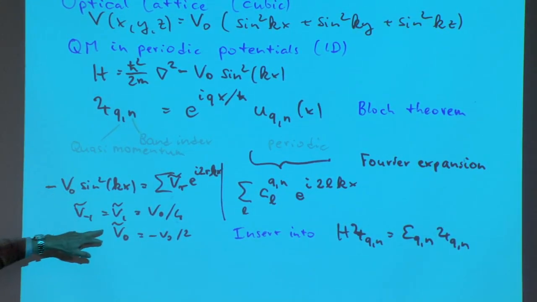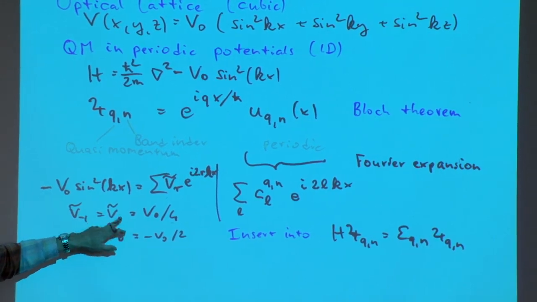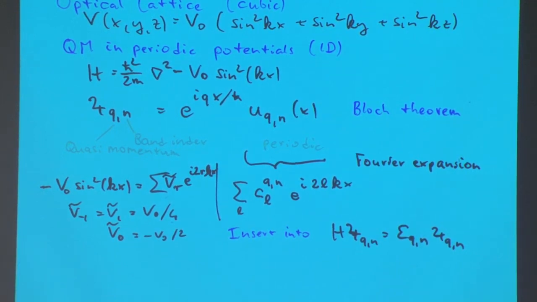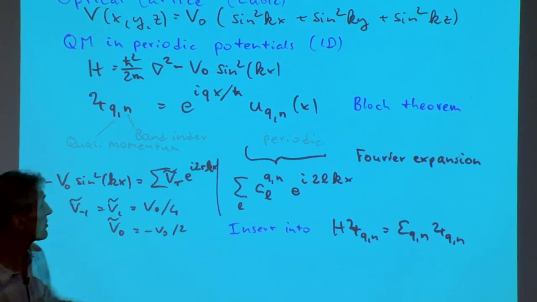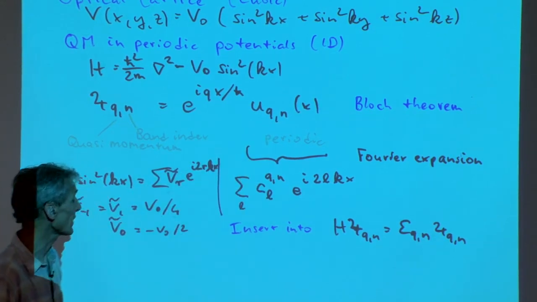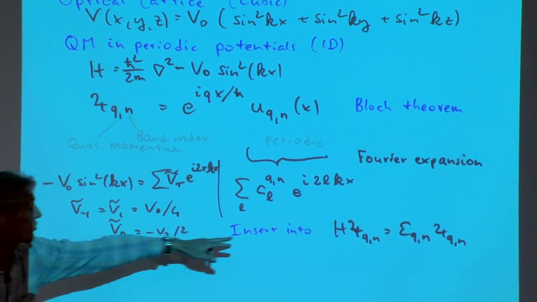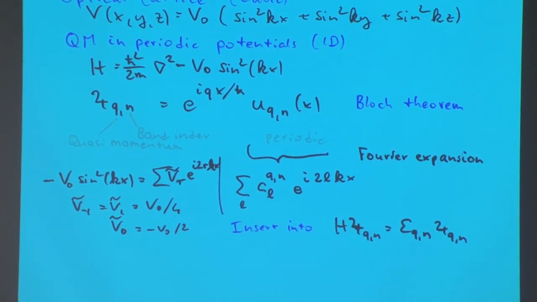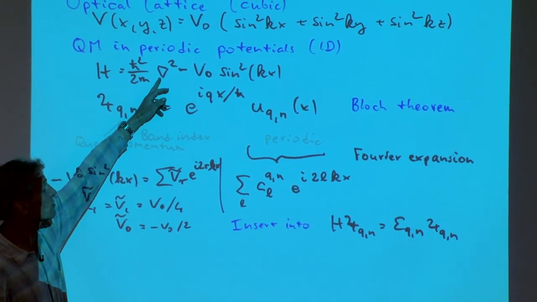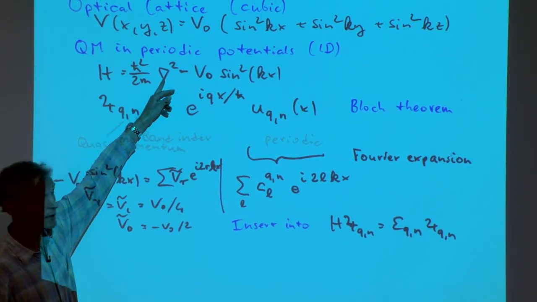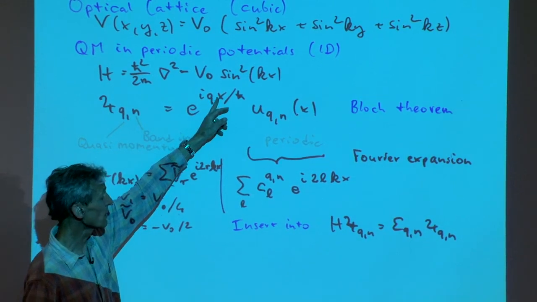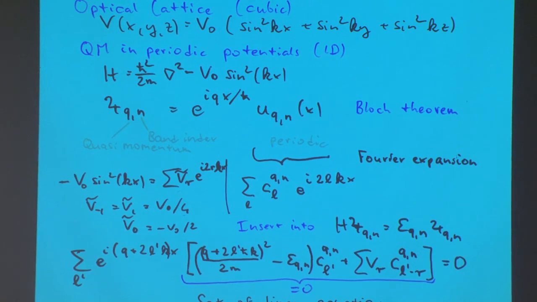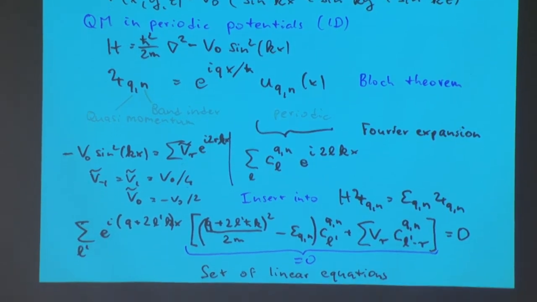a sine squared potential has only three Fourier components at 0, plus, minus 1 times the periodicity of the lattice. You do a Fourier expansion for your periodic wave function. And if you insert that into Schrödinger's equation, well, the Fourier transform has turned the differential equation into an algebraic equation because the second derivative simply becomes now k squared or q squared. So in other words, you have a set of linear equations.